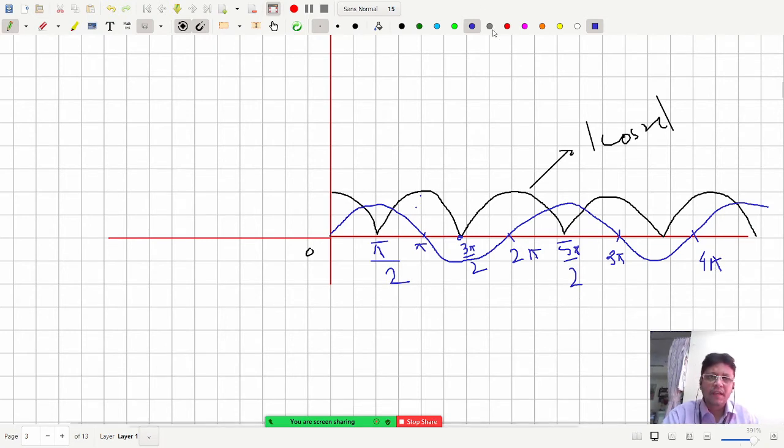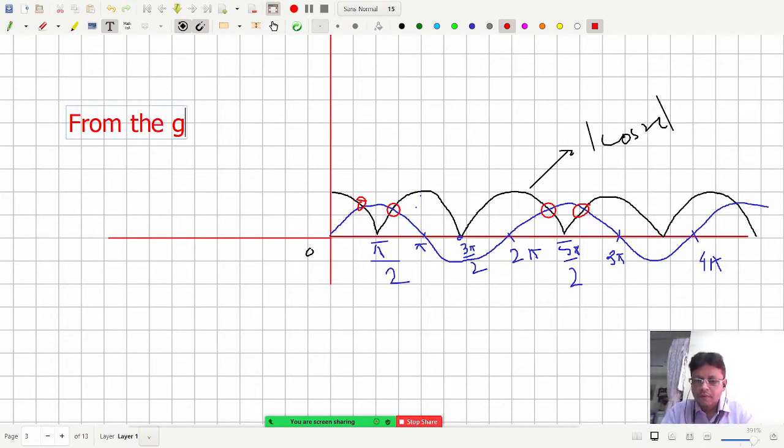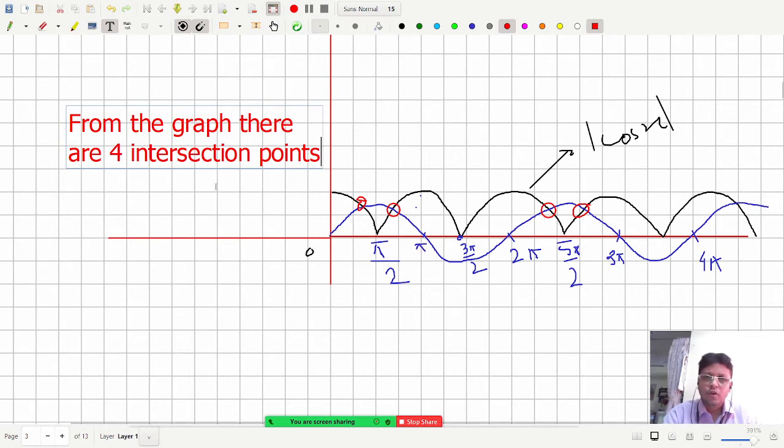So till 4 pi you have to find out how many times the graphs of mod cos x and sin x intersect. From the graph there are 4 points of intersection. Look at that. This is 1, this is 2, this is 3 and this is 4. So there are 4 intersection points. You can write: from the graph there are 4 intersection points. So the number of solutions is 4.